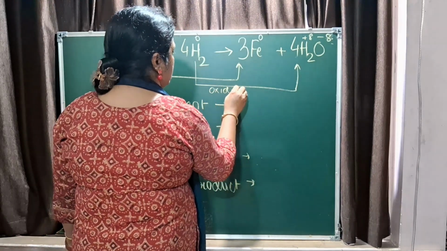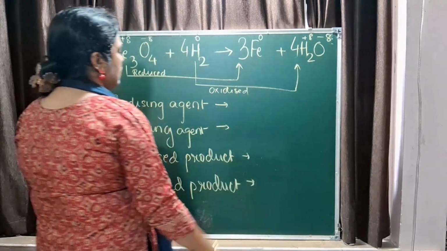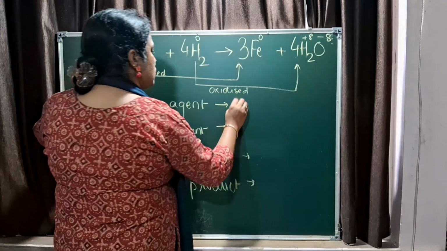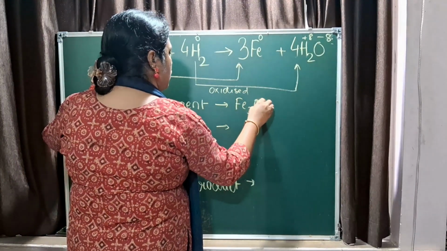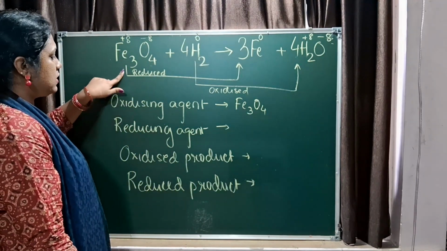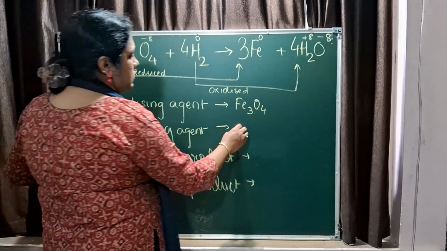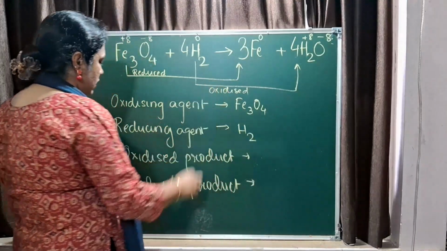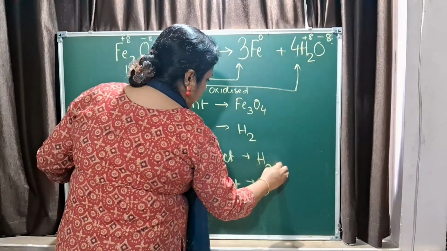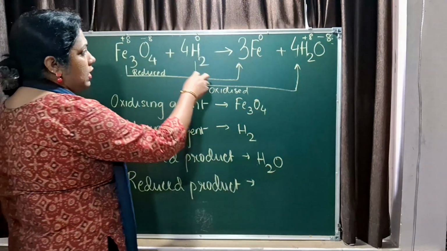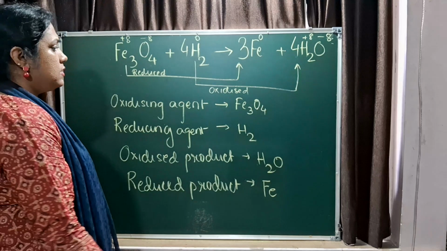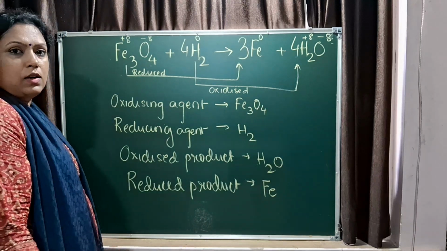and hydrogen is again getting oxidized. The number is getting increased, right? Oxidized. So what is an oxidizing agent? The one which is getting reduced. So Fe3O4 is the oxidizing agent because it is getting reduced. Reducing agent is hydrogen because it is getting oxidized. Oxidized product is water, and reduced product is metal iron. Is this easy to understand? One more question.